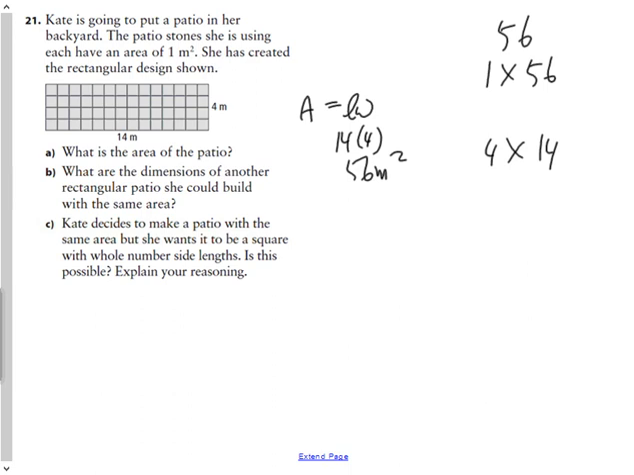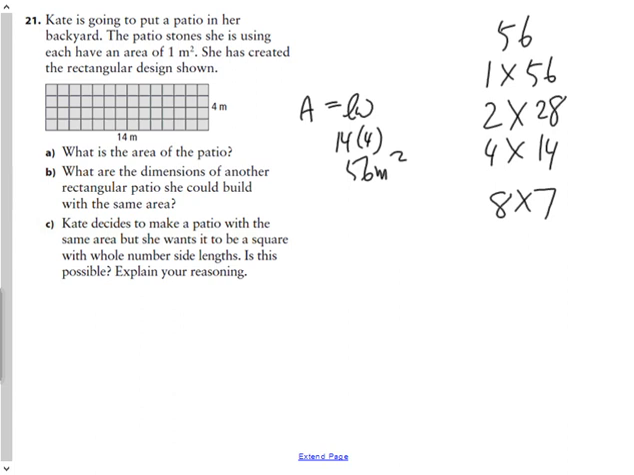She could also build a 2 by 28 meter patio. That would work. And what else could she build? An 8 by 7 or a 7 by 8 patio to get that. Those are all of the different dimensions that she could use, and they're all the factors of 56.